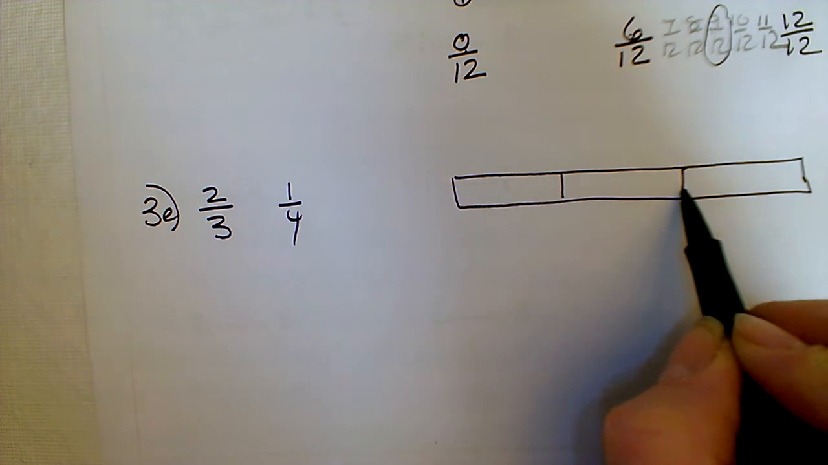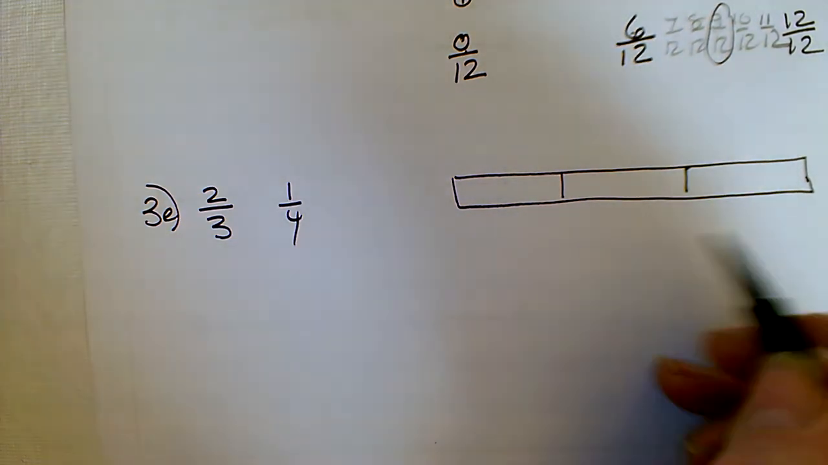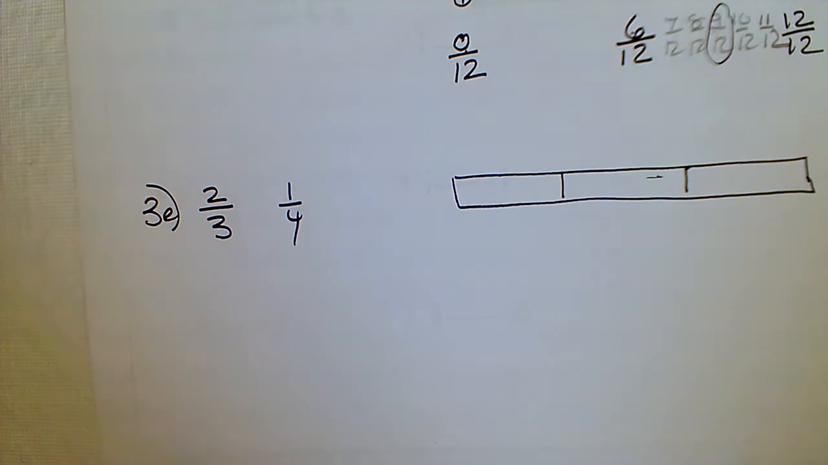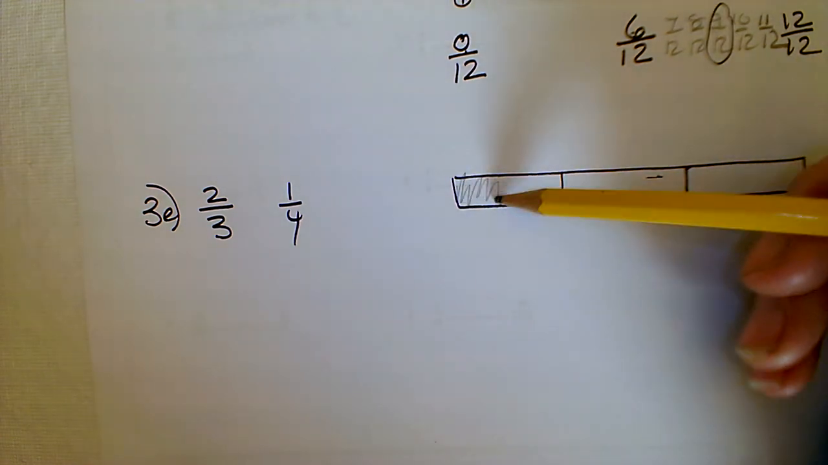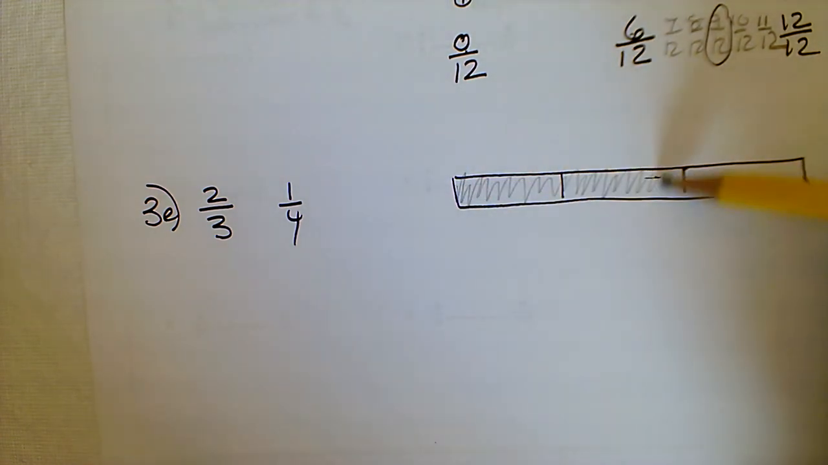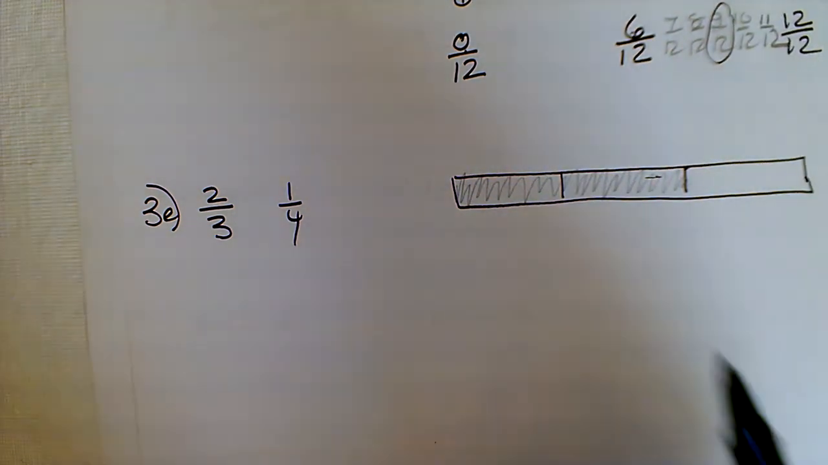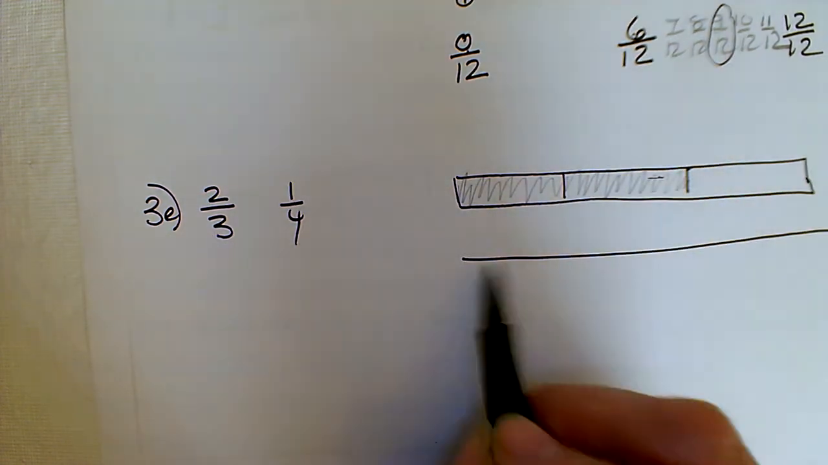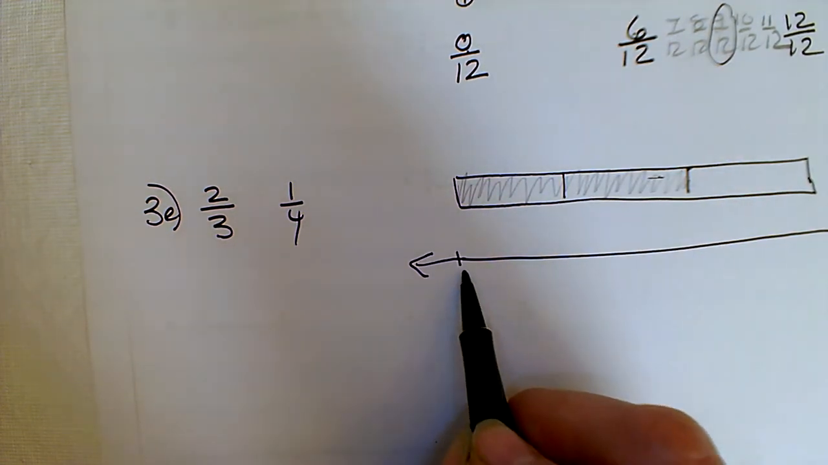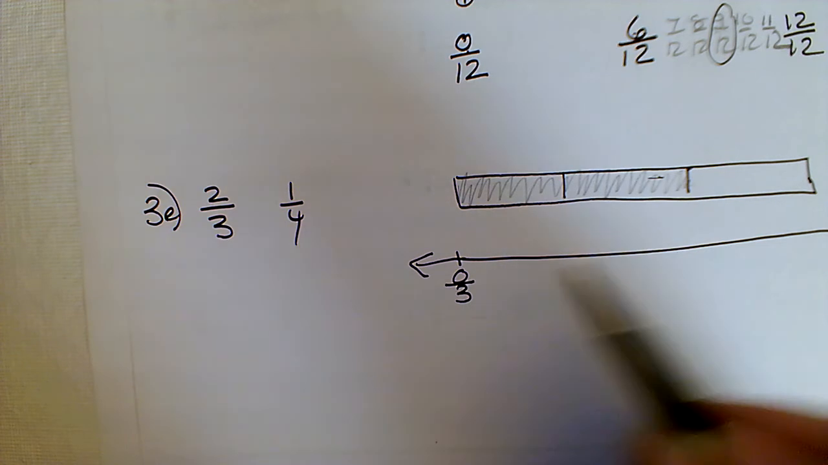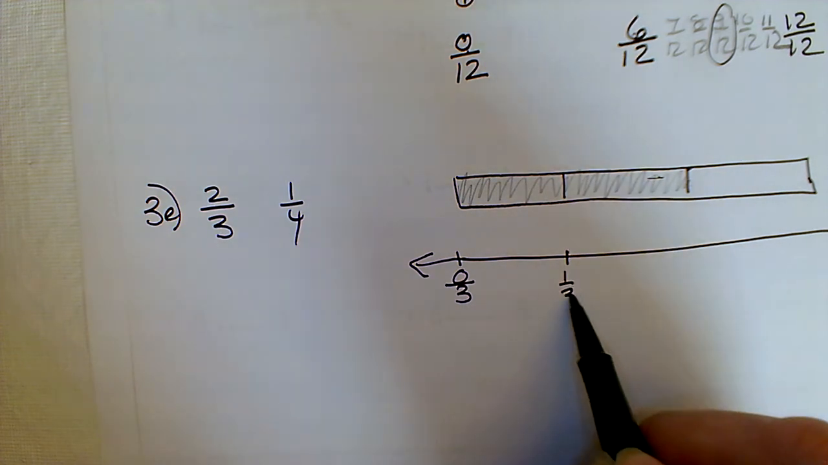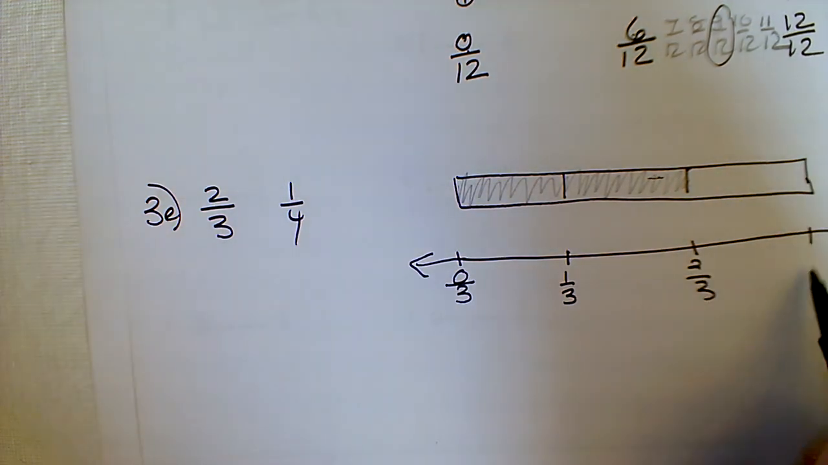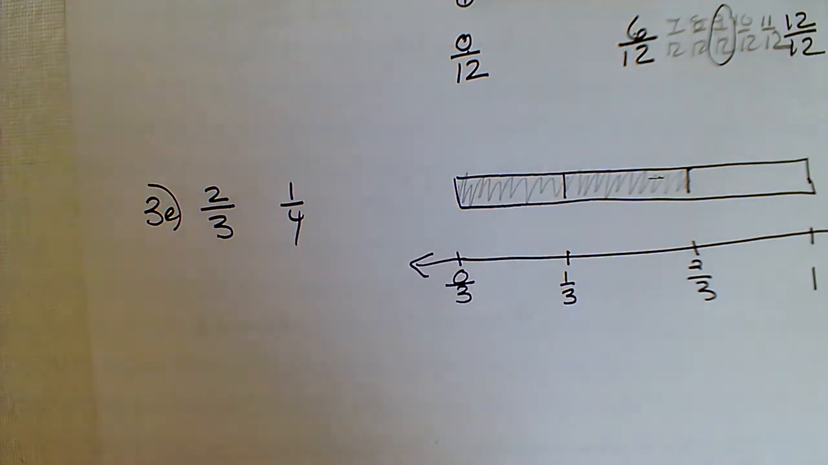So let me divide this up as best as I can into thirds. And when I divide this into thirds, I can now move this onto my number line. So I have 1/3, 2/3, 3/3. So if I'm looking at 2/3, you can see about where it goes. And this would actually be a nice easy one to do. But I'm going to go ahead and draw this onto a number line. So here I would have 0/3. Here I would have 1/3. Here I would have 2/3. And here I would have 1.